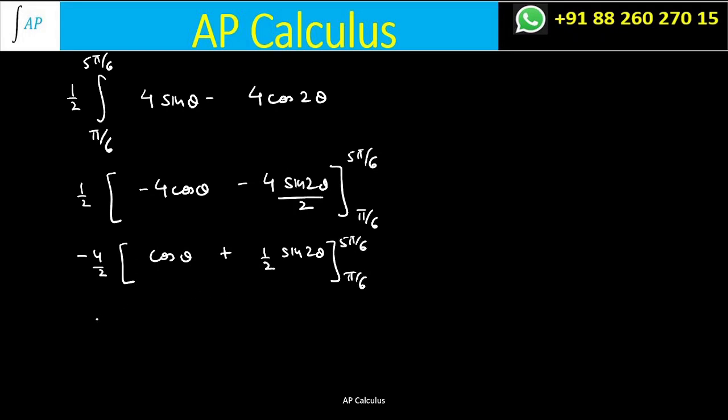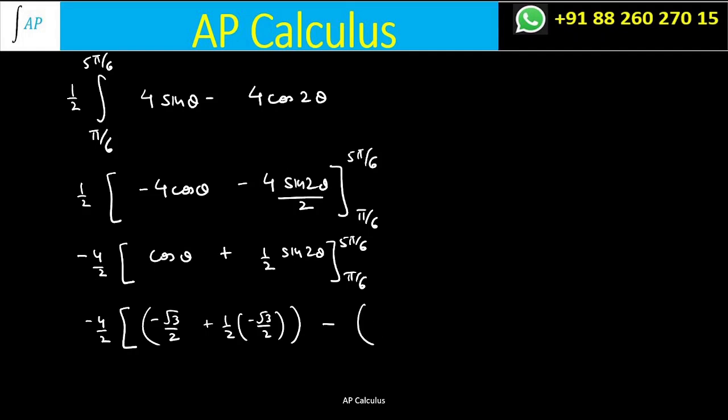Now let's substitute the values over here. If you put the upper value, cosine of 5 pi by 6 is cosine of pi minus pi by 6, which is minus root 3 over 2. Then if you put the 5 pi by 6 in the sine, that will become 5 pi by 3 actually. Sine of 5 pi by 3 is also going to be negative root 3 by 2. So it will become 1 by 2 times negative root 3 by 2. This is the upper limit, minus.